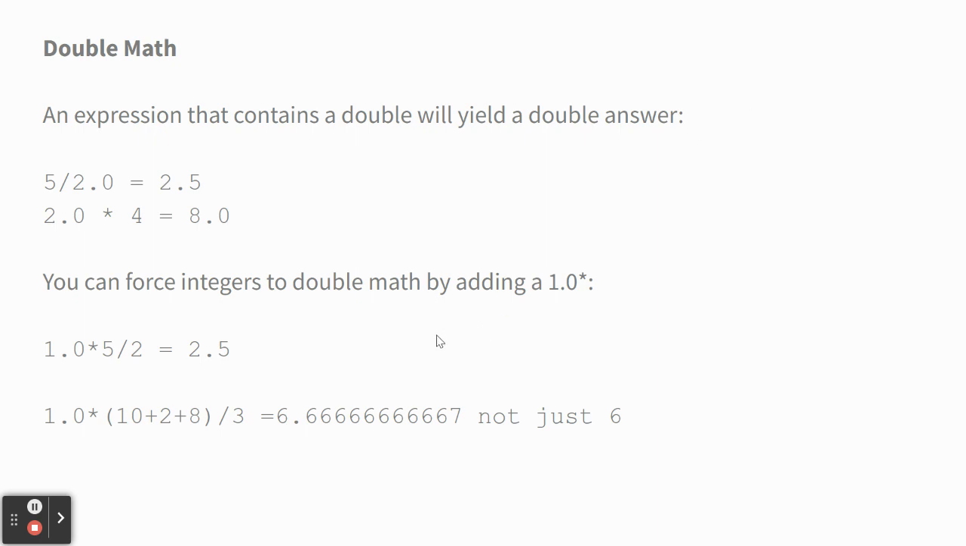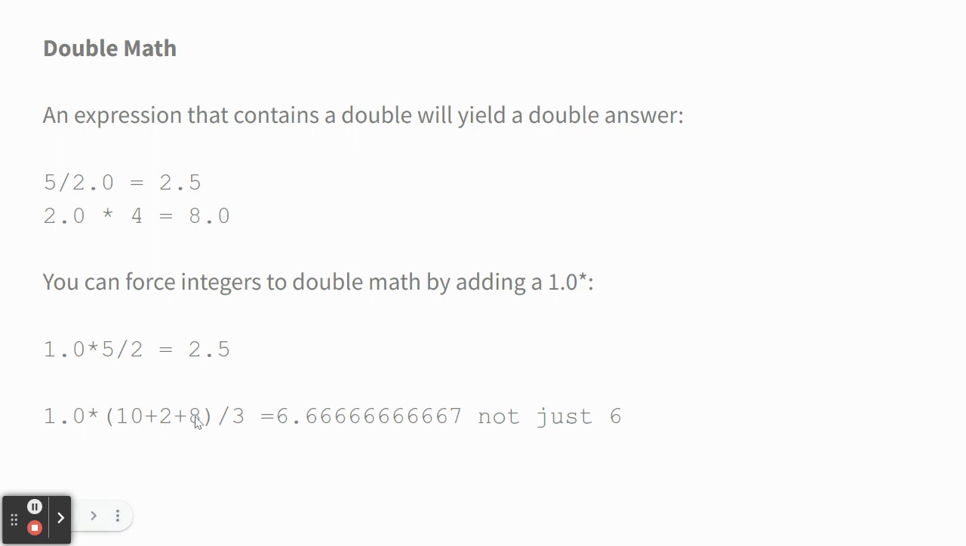See this down here? Like if I wanted to do 5 divided by 2, let's say I was using variables that I knew were integers. I mean, you wouldn't really write 1.0 times 5 divided by 2 in your code, but you might say 1.0 times variable 1 divided by variable 2, which you knew were integers, but you wanted a decimal answer. Most commonly, if I wanted you to find the average of some numbers, look down here. This is the average of 10, 2, and 8.